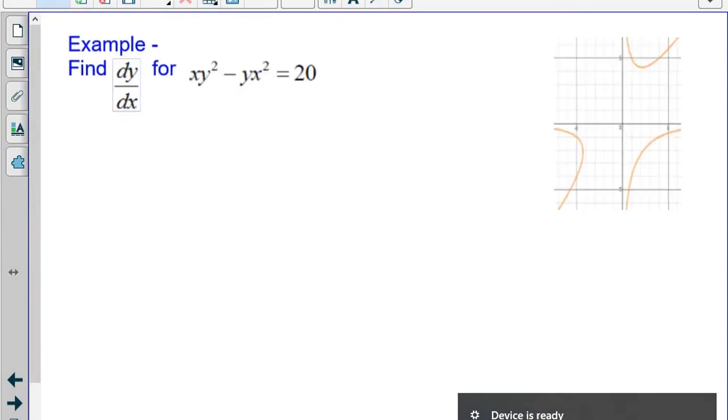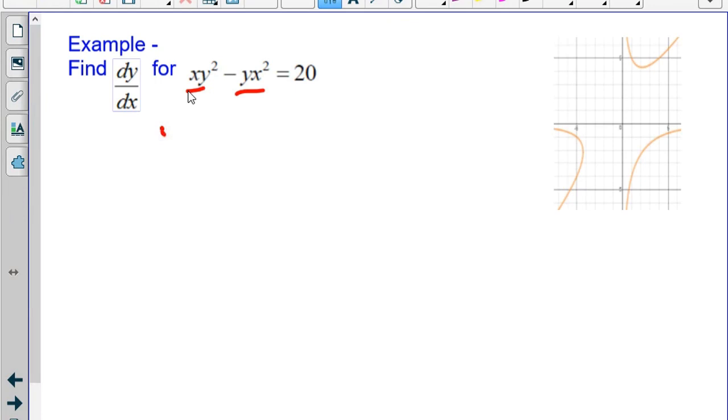Another example, find dy/dx for xy squared minus yx squared equals 20. So here we go. Looks like we have a couple product rules that we're going to do. Derivative of x is 1 times y squared, plus the derivative of y squared is 2y dy/dx times x, which was the original variable that's kind of over there, minus another product rule.